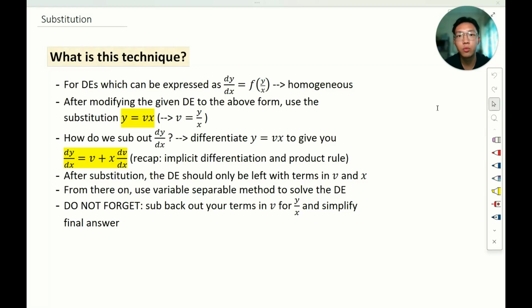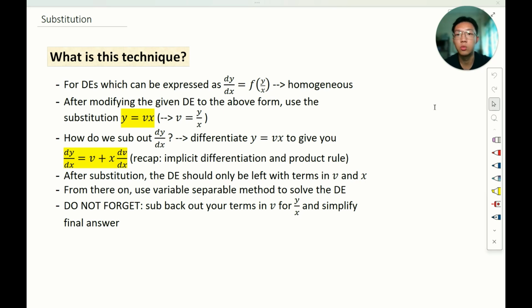And in this video, we will be talking about the substitution method. This substitution method is the third of the 5 methods that we'll be going through for ODEs. And when do we use this substitution method? It's when we have differential equations which can be expressed as a function of y over x. In other words, we'll call these equations homogeneous equations.